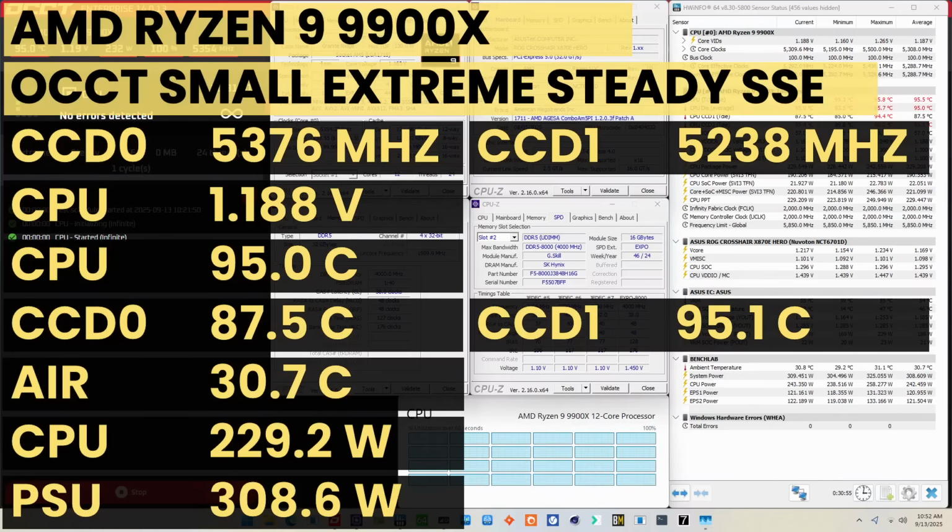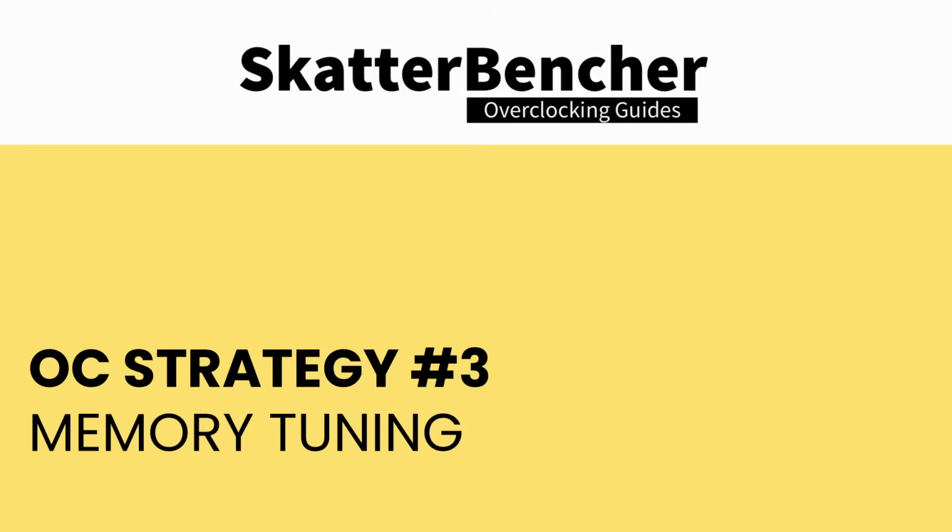The average CPU temperature is 95 degrees Celsius. The average CPU package power is 229.2 watts. In the third overclocking strategy, we delve into optimizing the memory subsystem.